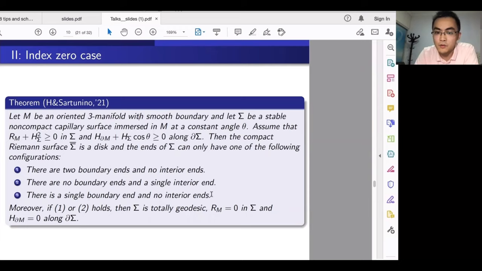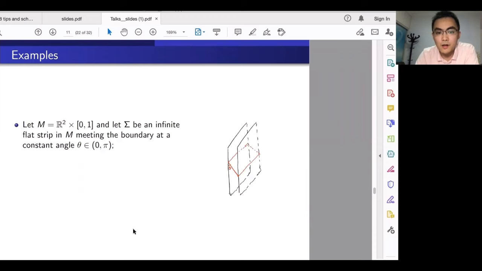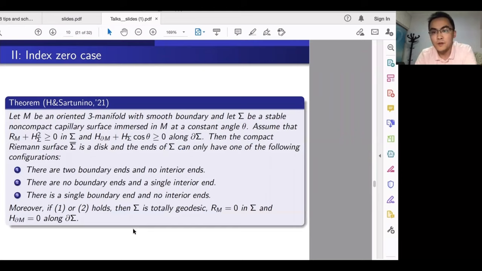And in particular, if the first or the second one holds, the surface sigma must be totally geodesic, and the scalar curvature of the ambient manifold is zero along the surface, and the mean curvature of the boundary of the ambient manifold is zero along the boundary of the surface. Okay, so this is the rigidity result. I would not give a detailed proof for this theorem, but I'd like to give some examples for each possibility.